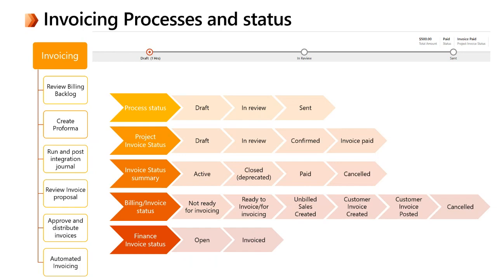Some of these are changed automatically from the system. For some of them, you have to manually adjust them. The billing and invoice status is a field on your actuals, and this status is changed automatically throughout the system when you move the invoices from one stage to another. On the finance side, the invoices are either with the process open or invoiced.